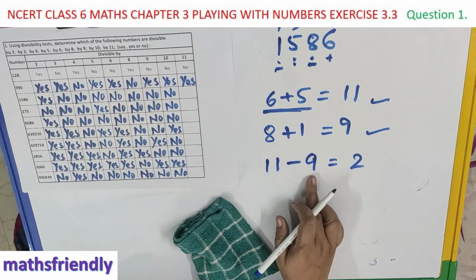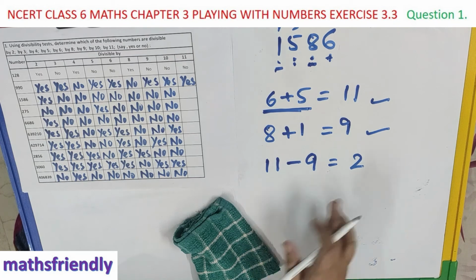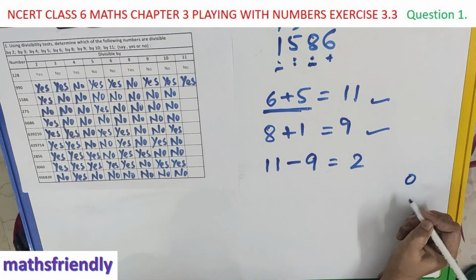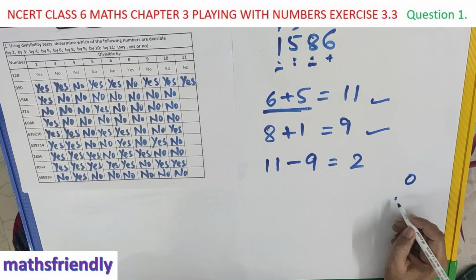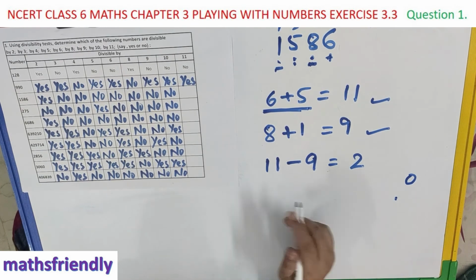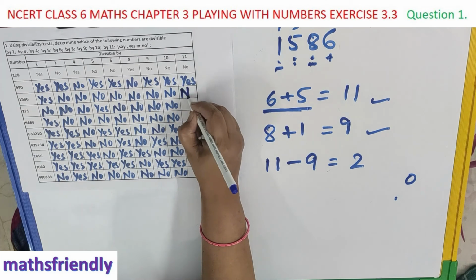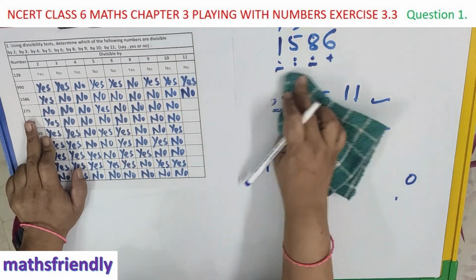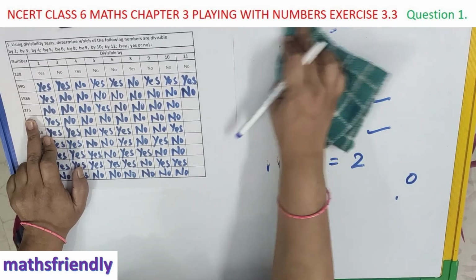So here what is the difference between these two? The difference is 2. Okay, so it is neither 0 nor a multiple of 11. So this number is not divisible by 11. So we will write it no. Now let us come to the next example. What is that?